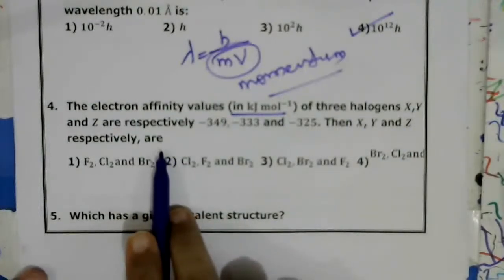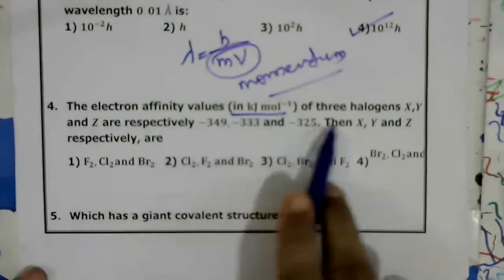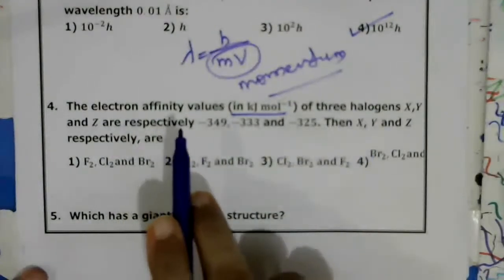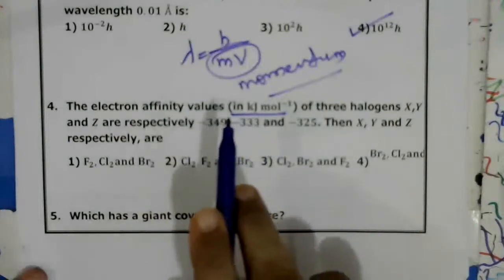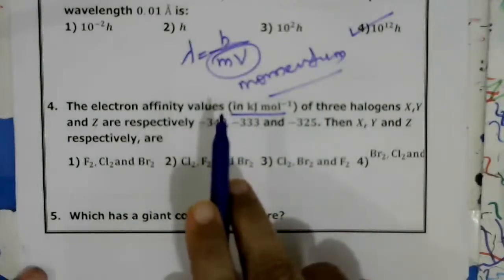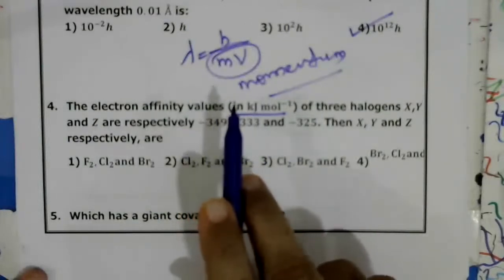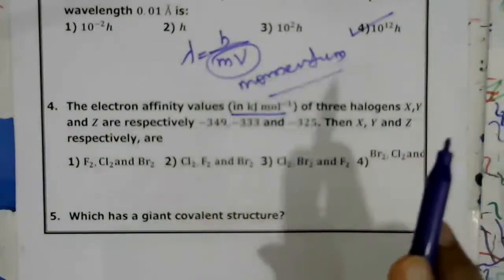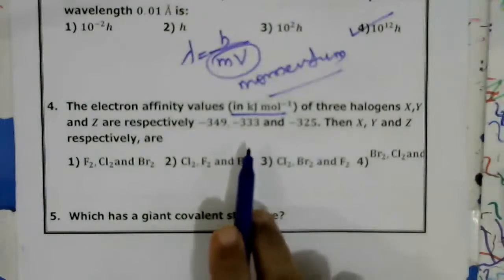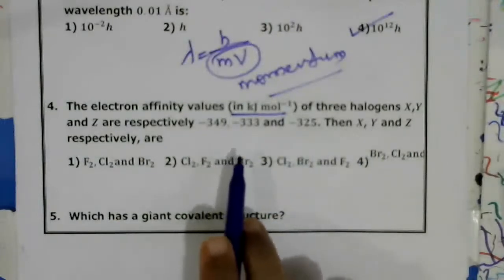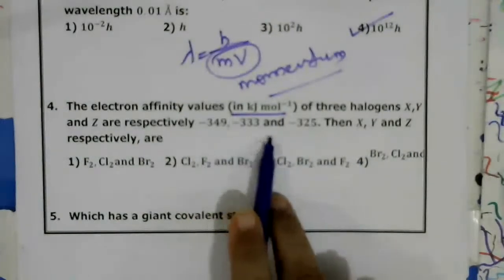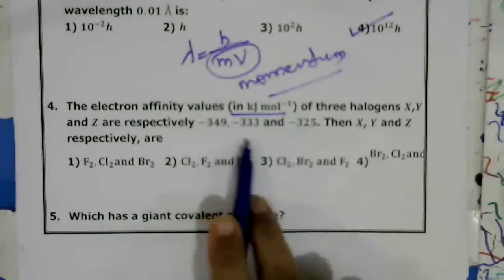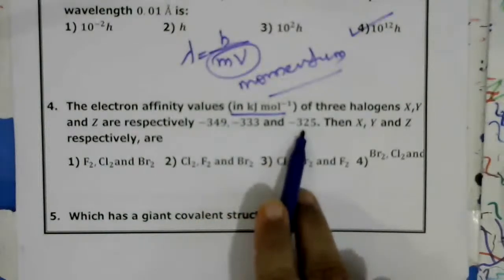What they are asking you to calculate is that we have to arrange X, Y and Z. And all the values are in terms of what, children? Kilojoule per mole. Therefore, we can say that with respect to the electron affinity values of halogens, even without knowing these values, we can identify that chlorine is having more than fluorine, than bromine.